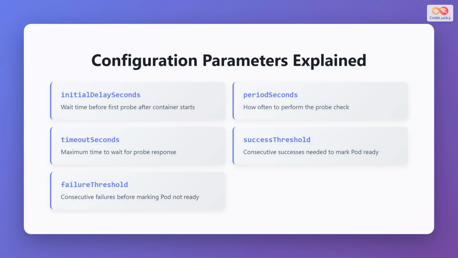Let's understand each configuration parameter in detail. Initial delay seconds defines the wait time before the first probe after the container starts. This gives your application time to initialize. Period seconds determines how often Kubernetes performs the probe check. Timeout seconds specifies the maximum time to wait for a probe response before considering it failed. Success threshold indicates how many consecutive successes are needed to mark the pod as ready. Finally, failure threshold sets how many consecutive failures occur before marking the pod as not ready. Properly tuning these parameters is crucial for reliable traffic management.